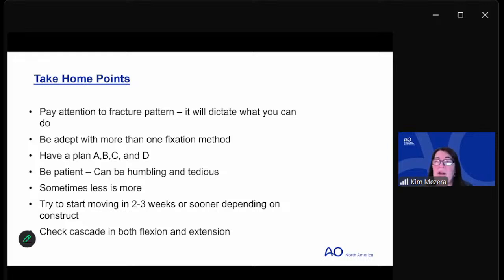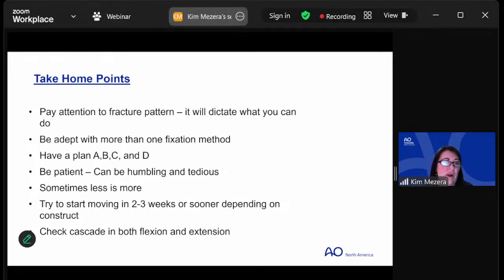Be prepared. And when you're posting your case, be prepared to post for your small frag stuff, your mini frags, your K-wires, if you want anchors, just have it all there, because it's good to be prepared, but you don't want to be left sitting there going, I wish I had the plates, but I didn't post for them, so I don't have them, and they have to be brought in. So just be aware of that.